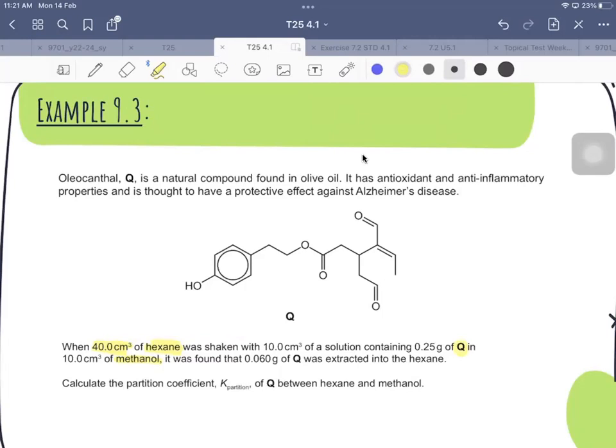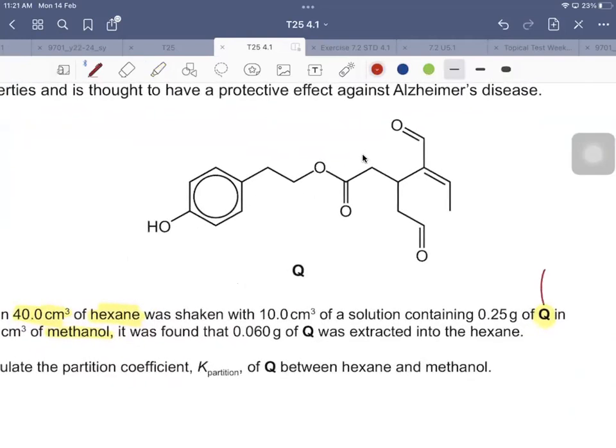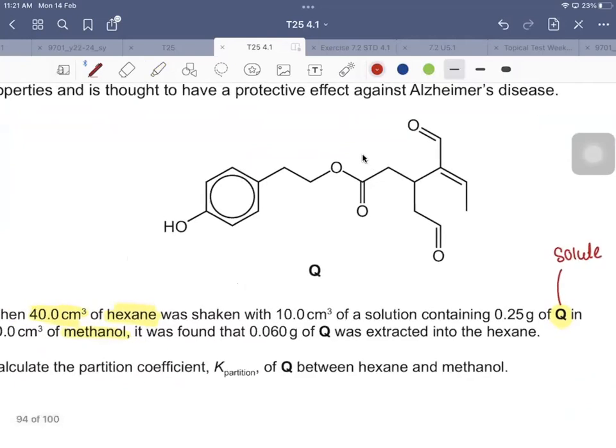First things first, you need to identify your solute. Okay, so in this case, Q is your solute, and your solvents, your layers, would be hexane, layer 1, and methanol, layer 2. So in this case, you don't have an aqueous layer. So it makes you think which one is in the bottom layer and which one is in the top layer.